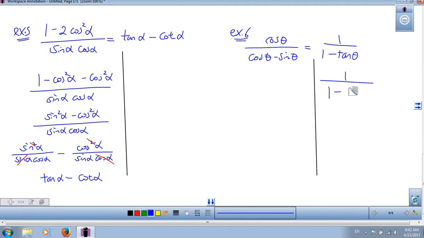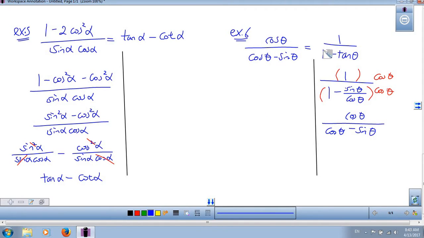Because I know tangent is sine over cosine, right? Now I have a complex fraction, and to get rid of the complex fraction, I need to multiply the numerator and denominator by the denominator. In this case, it's cosine, so I'll just simply multiply them by cosine. So this will be cosine theta divided by cosine times 1 is cosine, and cosine times sine over cosine, the cosines cancel out, so what's left is sine. So this is equal to that.